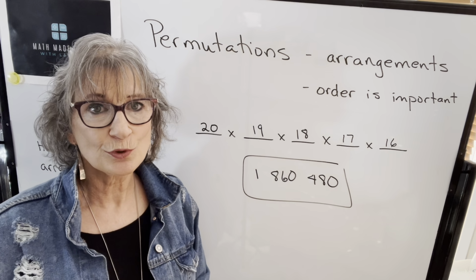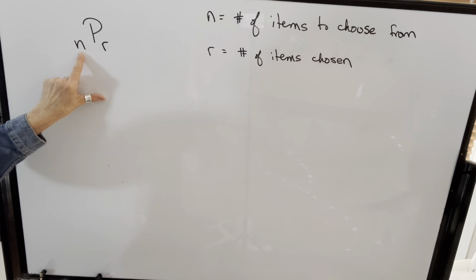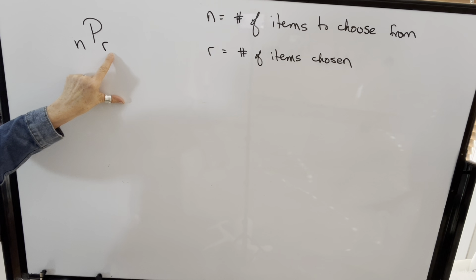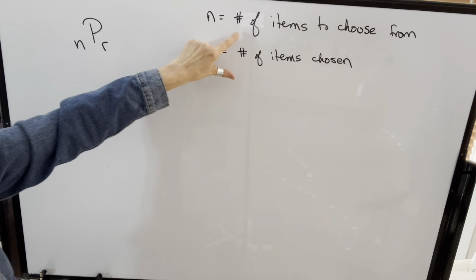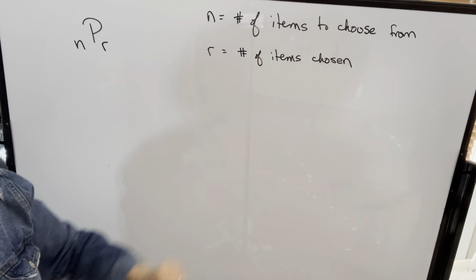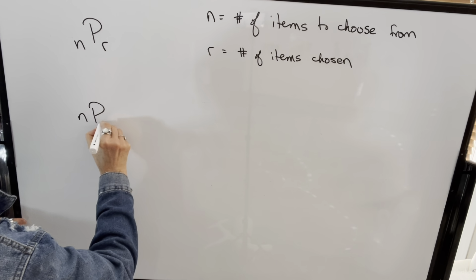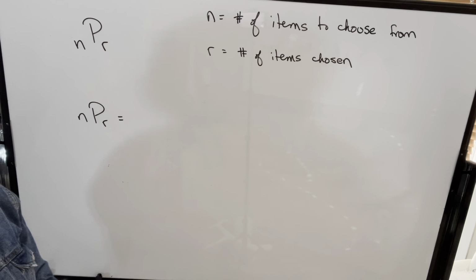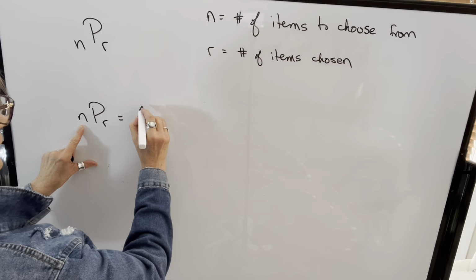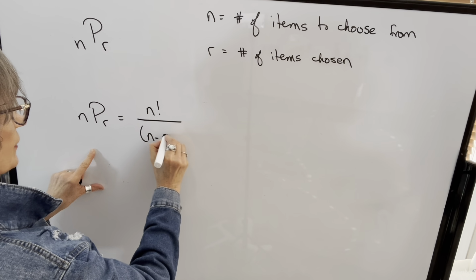Let's now look at the actual formula for doing permutations. So the formula looks like this, NPR, where N represents the number of items to choose from, and R represents the number of items chosen. The formula involves factorials, which I discussed in the last video, so if you're not familiar with factorials, I strongly recommend you take a look at that video. But this is defined as N factorial divided by N minus R factorial.